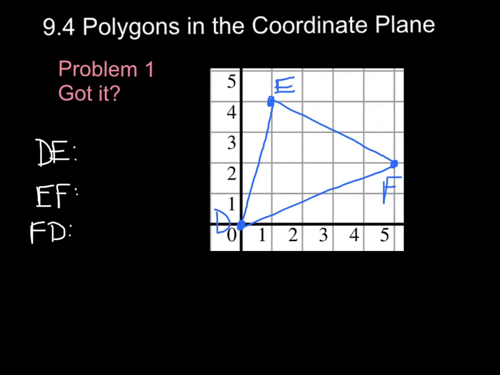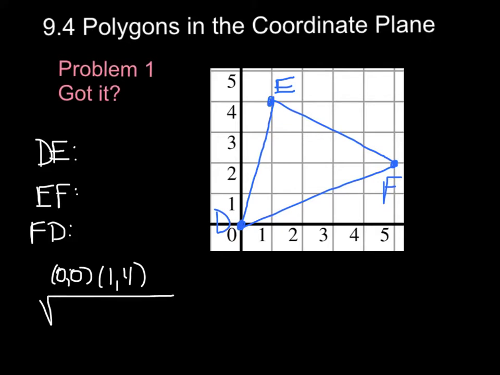And in order to find the distance between 2 points, we can either use the Pythagorean theorem, or you can use the distance formula. So for example, if you wanted to find DE, right here, DE, here's a right triangle. You could do 1 squared plus 4 squared equals c squared and go from there. But we're just going to use the distance formula. So DE, we have the point 0, 0 and the point 1, 4.